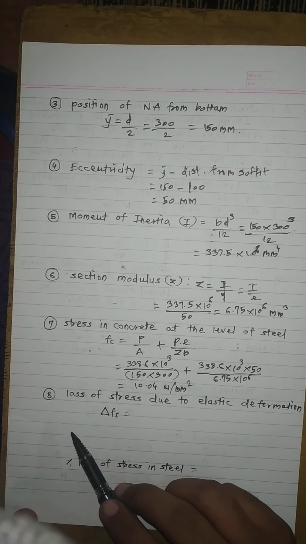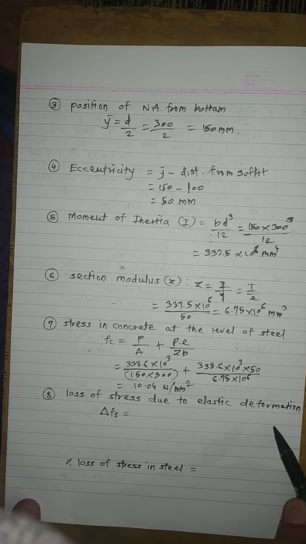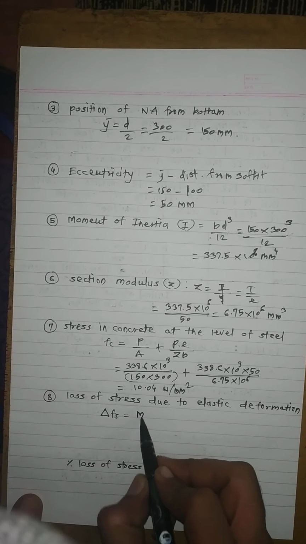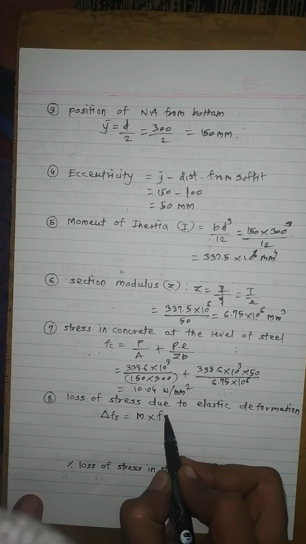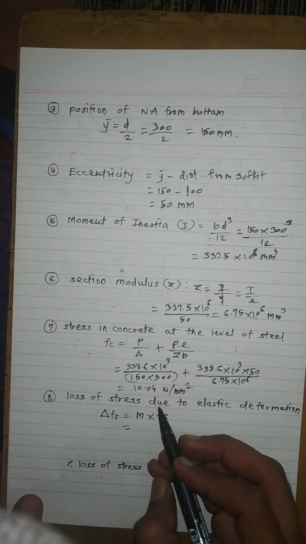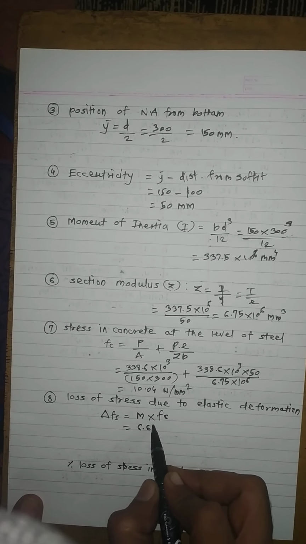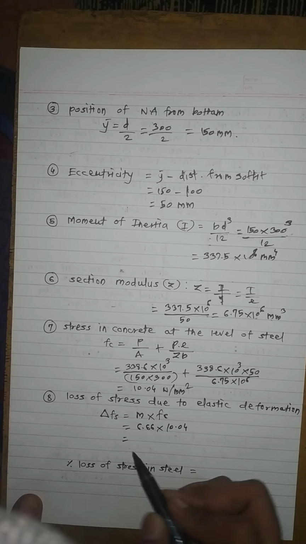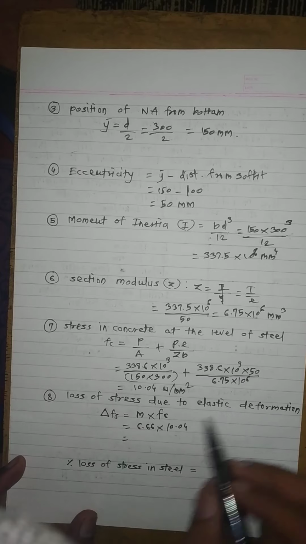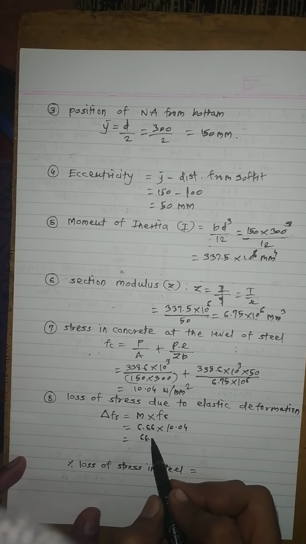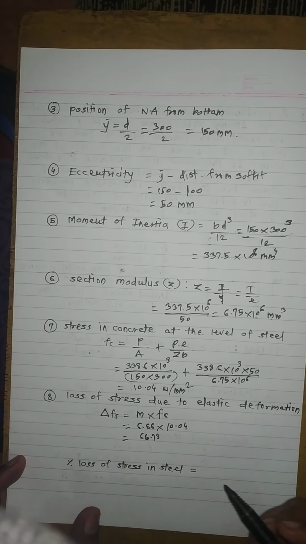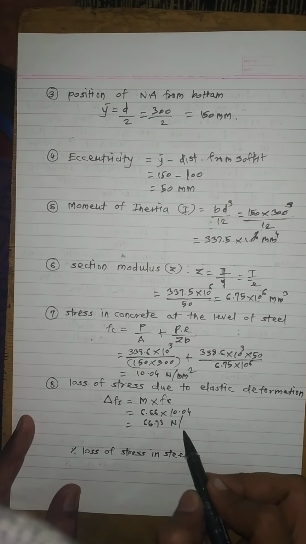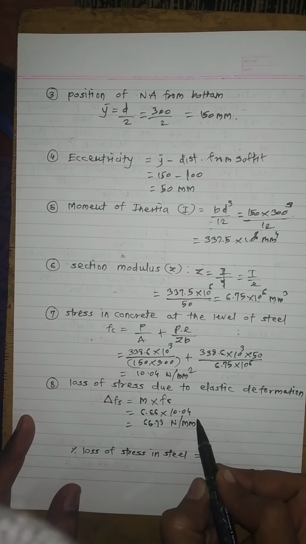Step number 8, to find the loss of stress due to elastic deformation, that is delta fs, and delta fs is equal to m into fc. m we already found, which is 6.66, and fc equal to 10.04. So the value of delta fs is 66.73 Newton per mm square after calculation.